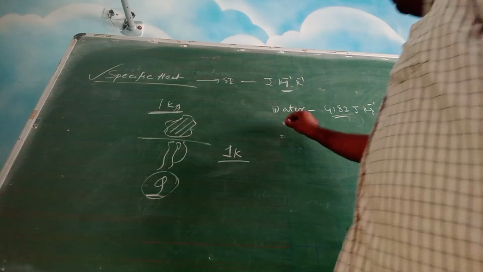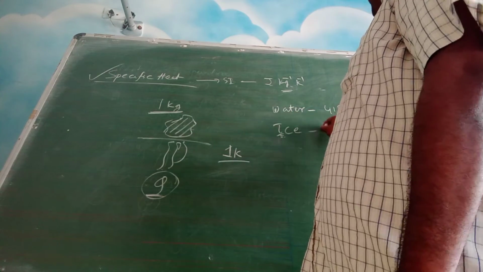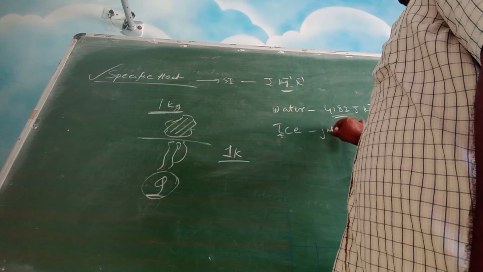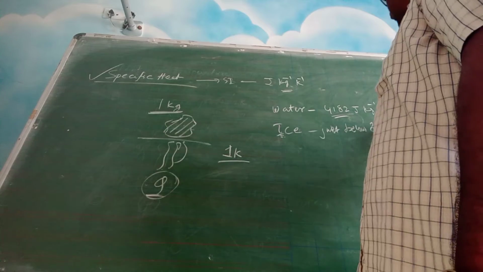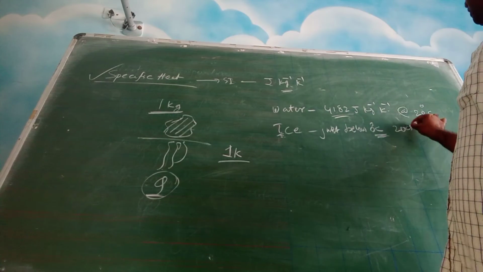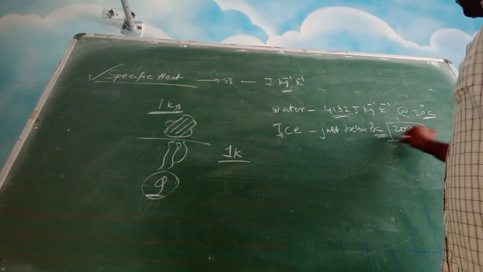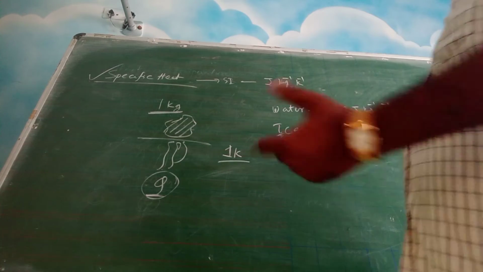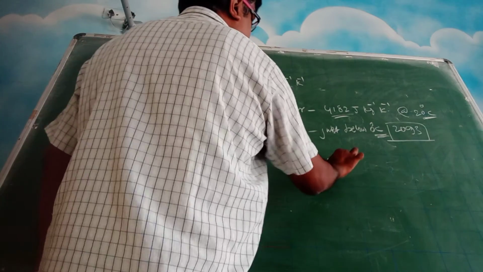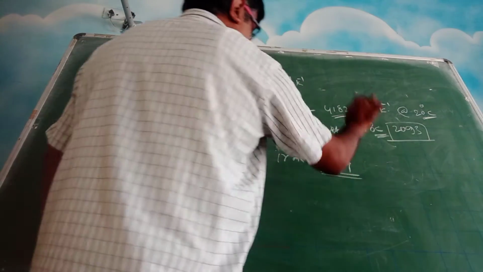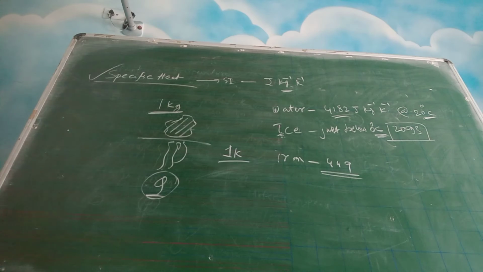If you take ice which is just below 0 degrees Celsius, specific heat value is 2093. Generally not required, but iron, if you take, iron is approximately 449. Now what does this tell you? This tells you that different substances will have different specific heat values.